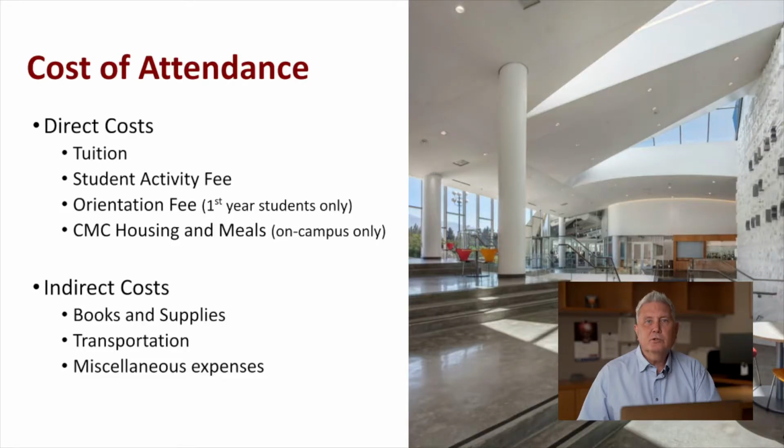Indirect costs are expenses that you will not be billed by CMC, but are other educational related expenses that you'll need to account for. These expenses include books and supplies, transportation, and other miscellaneous costs. These indirect costs also allow you to have some flexibility. For example, you might be able to save money on textbooks by renting instead of buying, and save on transportation costs by not having a car on campus, and purchasing less expensive airfare to return home.